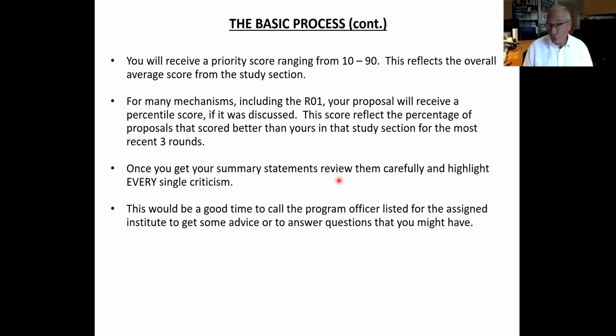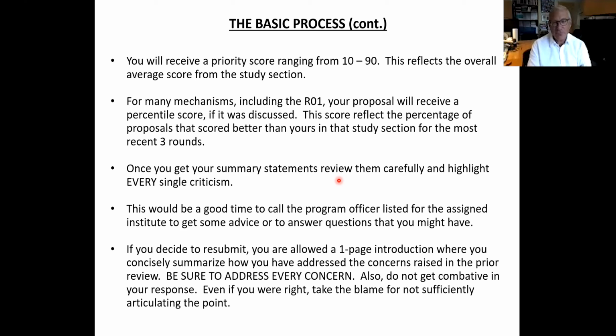So if you decide to resubmit, and I have to tell you right now, very few grants get funded on the first submission. So you usually do have to resubmit. You're allowed a 1-page introduction, and it's kind of tough to write. 1 page isn't very long. And so you have to find a way to concisely summarize how you addressed the concerns raised in the prior review. For something like this, an experienced senior colleague can really help you design what that page should look like.